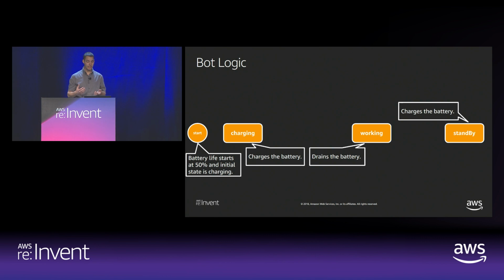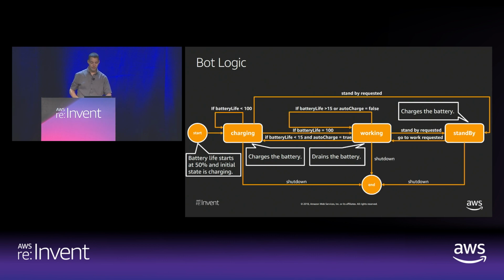So the basic bot logic is it's starting at a 50% battery life. It charges until it gets to 100%, then goes out and works, and as it's working, the battery is drained. So the battery continues to drain and drain until it reaches a threshold of 15%, then goes back to its dock and charges again. And you also have an ability to put the bot into standby. In that case, it will just go to the dock, charge up, and then wait for further commands. So this shows the logic.